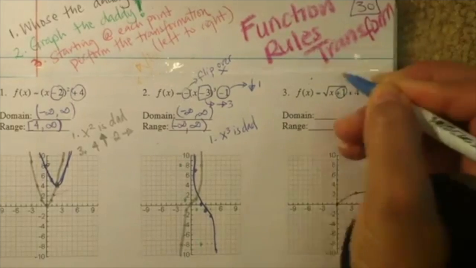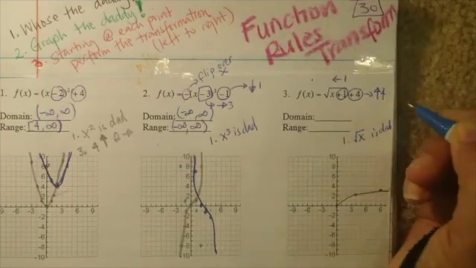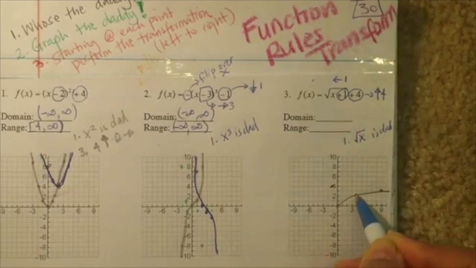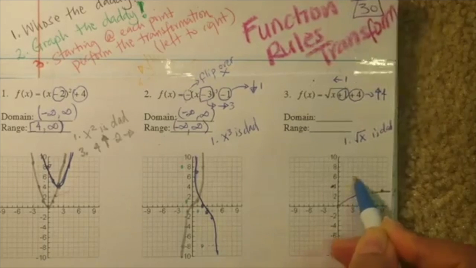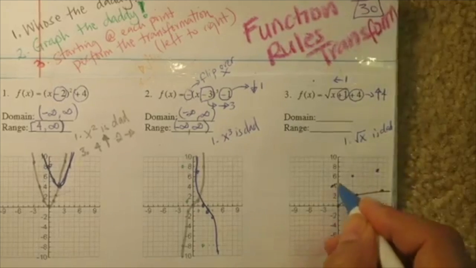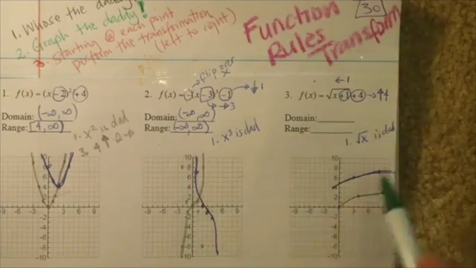Then we're going to do each thing. Plus 1 inside is left 1. Plus 4 outside is up 4. Okay, that's what you're going to do. Each point, left 1, up 4. And then just go ahead and join the dots. And that's your new function. And that's really all transformations is, over and over and over again. Do you know the rules?